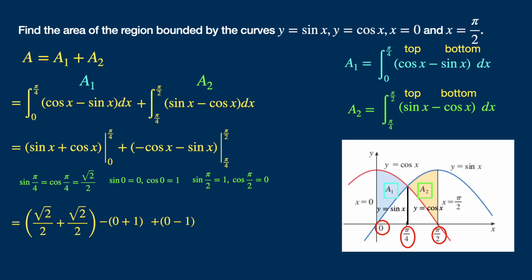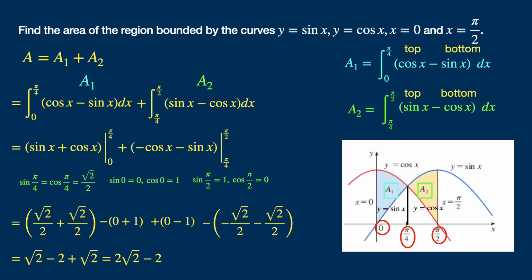You plug in pi over 4. We already did it. Then you have negative square root 2 over 2, negative square root 2 over 2. You're going to simplify this. In parentheses, the first one is square root 2 minus 2 plus square root 2. Square root 2 plus square root 2 is 2 square root 2 minus 2.